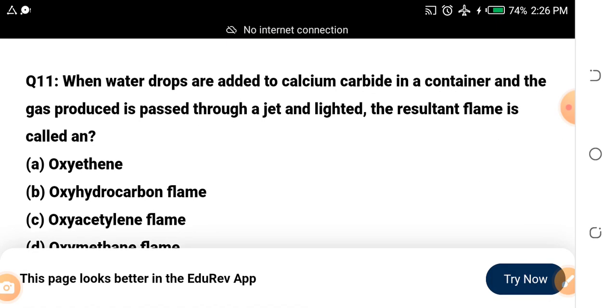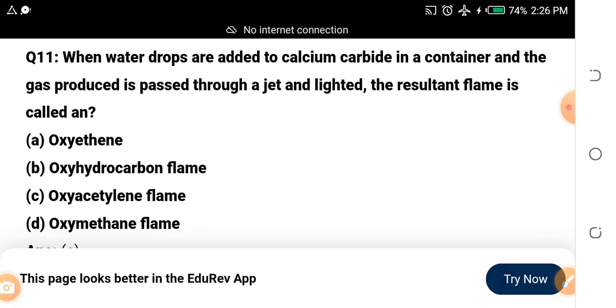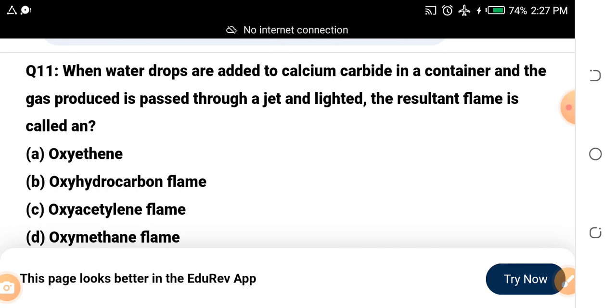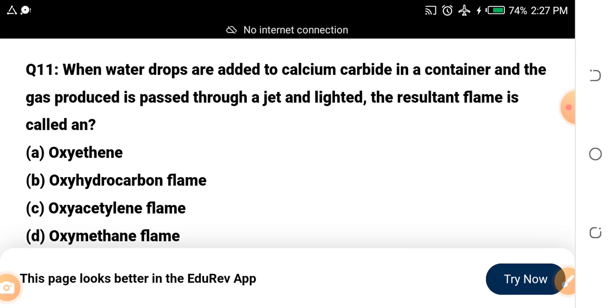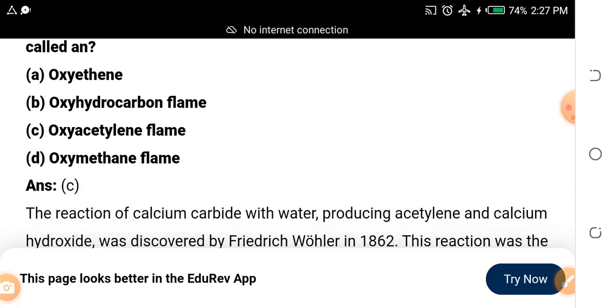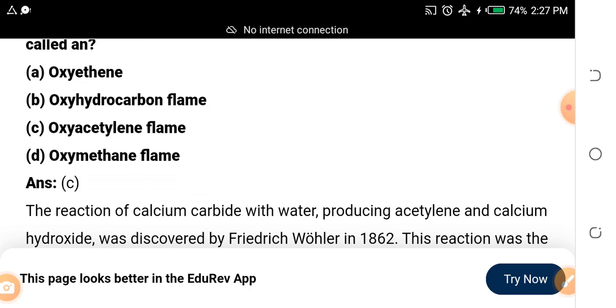Okay, when water drops are added to calcium carbide in a container and the gas produced is passed through a jet and lighted, the resultant flame is called an dash. Pay great attention. A, oxyethene, B, oxyhydrocarbon flame, C, oxyacetylene flame, D, oxymethane flame. The answer is C, oxyacetylene flame.